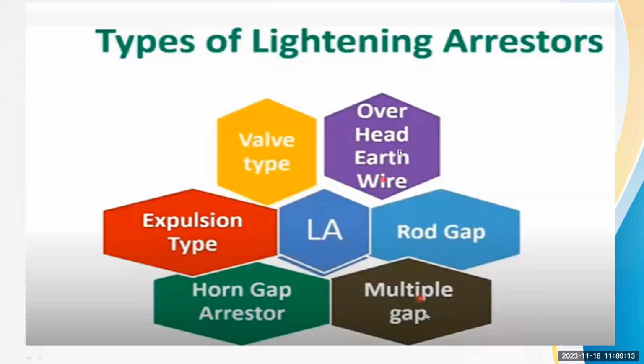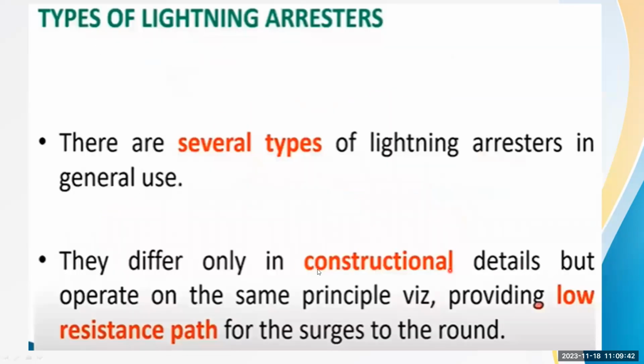Valve type arresters, overhead earth wire arresters, rod gap, multiple gap, horn gap, and expulsion gap. So these are the different types of devices for protection against lightning. The operating principle of each device is the same, whether rod gap, multiple gap or horn gap. Only the voltage design and construction design differ, but they operate on the same principle, providing a low resistance path during surges to the ground.